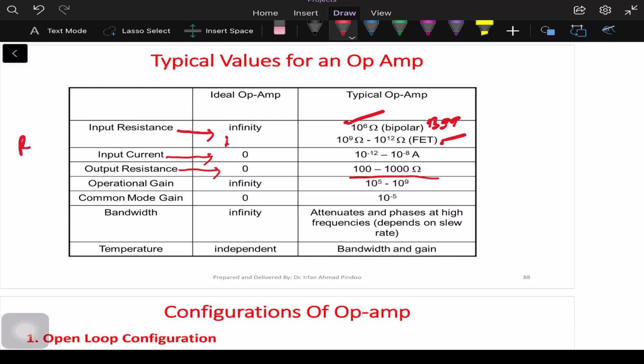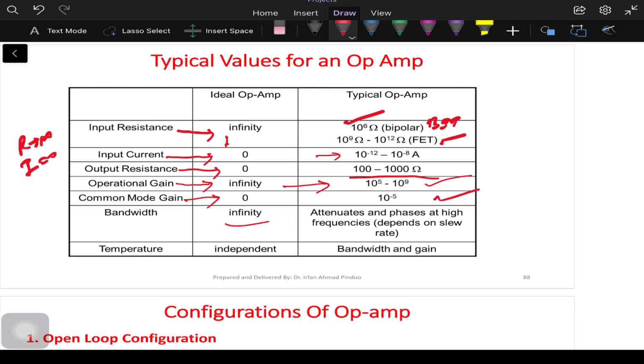Then the third point is input current is 0 because of the infinite resistance. When R is around infinity, then obviously the current will be almost 0. So ideally 0, but practically there will be some value which ranges from 10 to the power minus 12 to 10 to the power minus 8. Then the gain: differential gain is ideally infinity, but practically it can vary from 10 to the power 5 to 10 to the power 9. Common mode gain will be 0, but practically around 10 to the power minus 5.